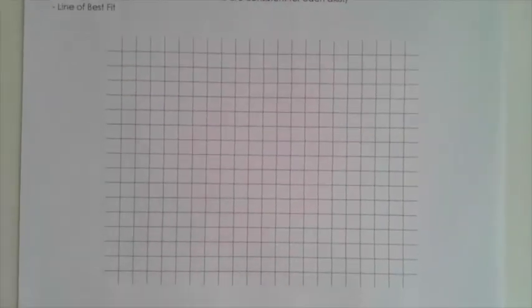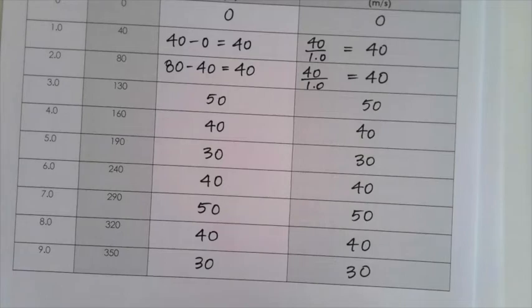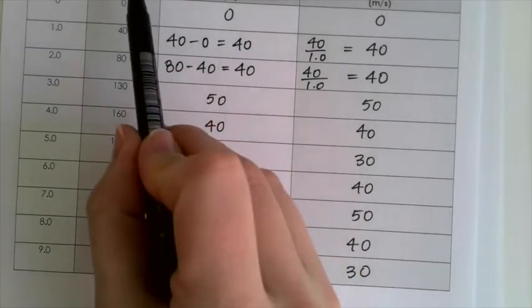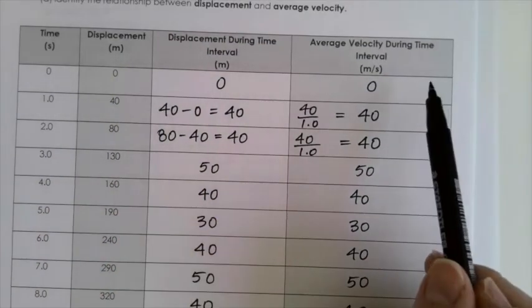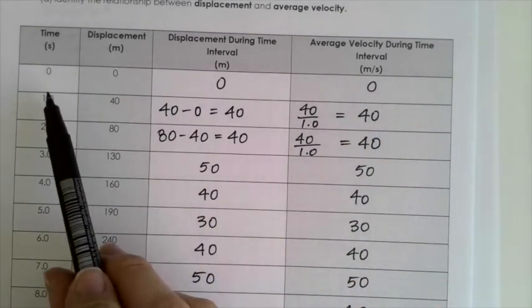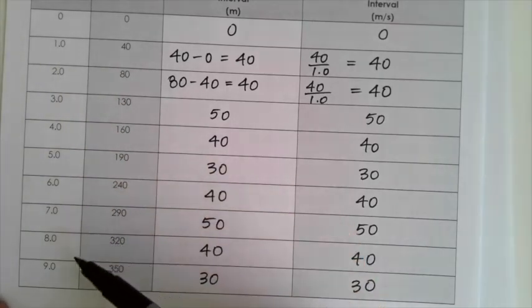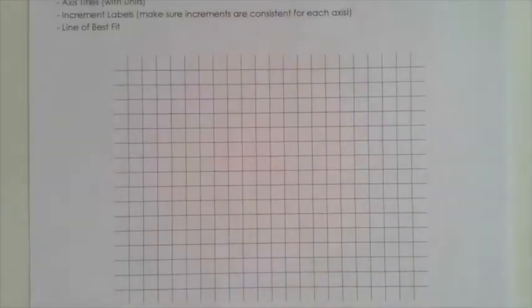So whenever I'm creating a graph to go with a data set, I always look and see what I need to fit on each axis. So we're graphing displacement and average velocity during time interval on the same graph, and each of them with respect to time. So our time axis, or our x-axis, has to go from 0 to 9. So it has to fit at least 0 to 9.